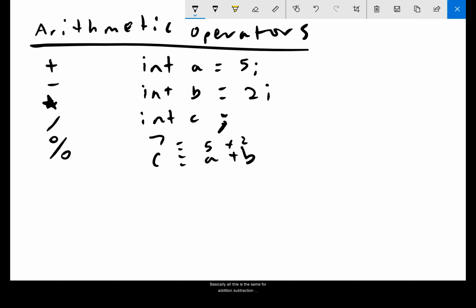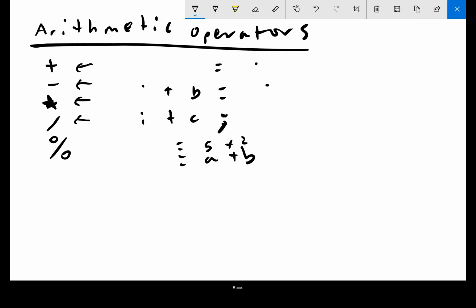Basically, all this is the same for addition, subtraction, multiplication. Division gets a little bit funky. Let's go through division, okay? Division gets a little bit funky with integers because, remember, ints are whole numbers.